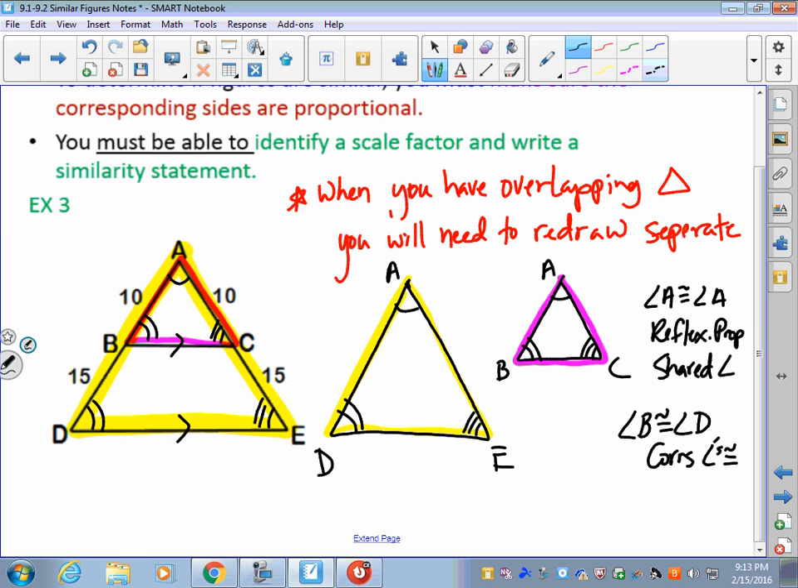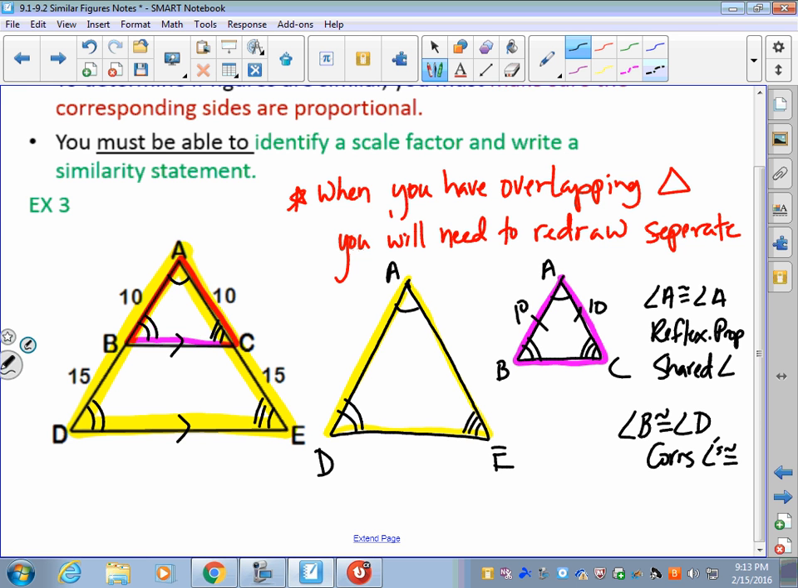Then the next thing is I have to show corresponding sides are proportional. Well, let me go ahead and just mark the sides that I know. In my small triangle ABC, I know AB is 10 and AC is 10. And right now, I know that this is an isosceles triangle, because if I have two sides congruent, then that's isosceles. And because it's isosceles, I know something about BC and DE. But let me finish what I have.